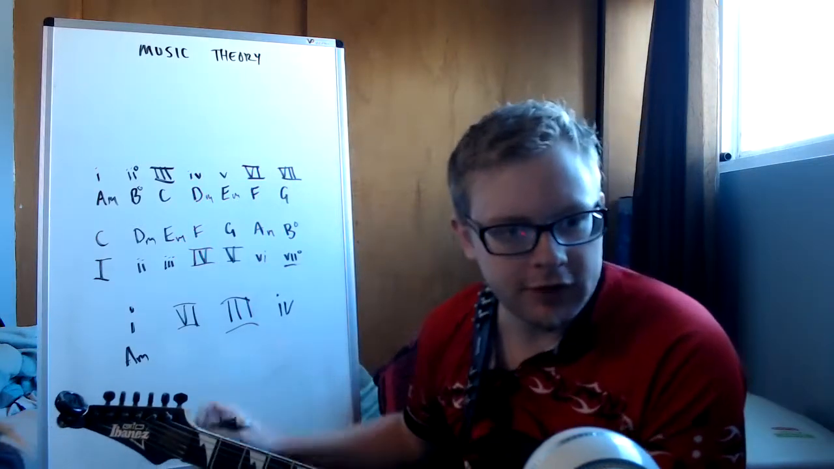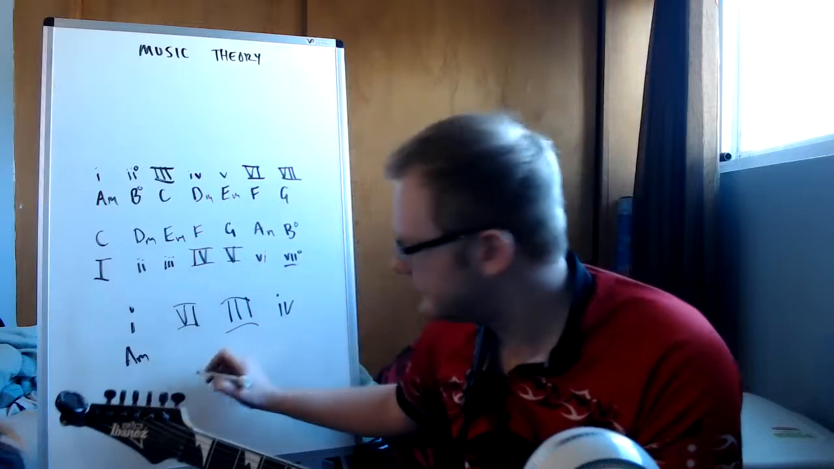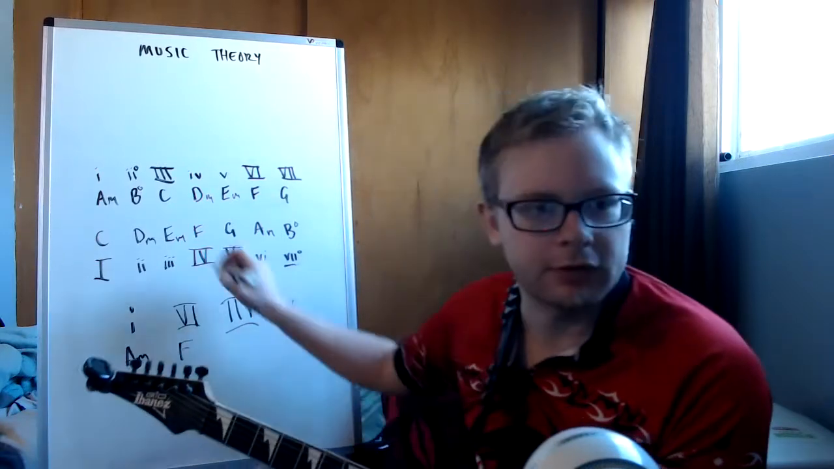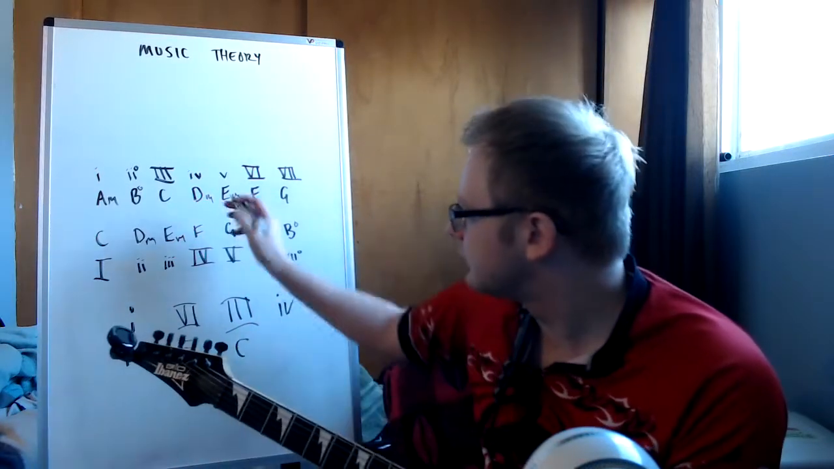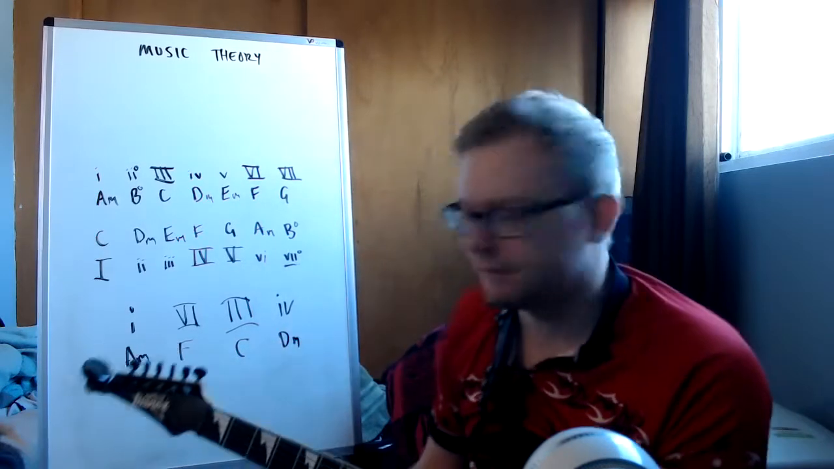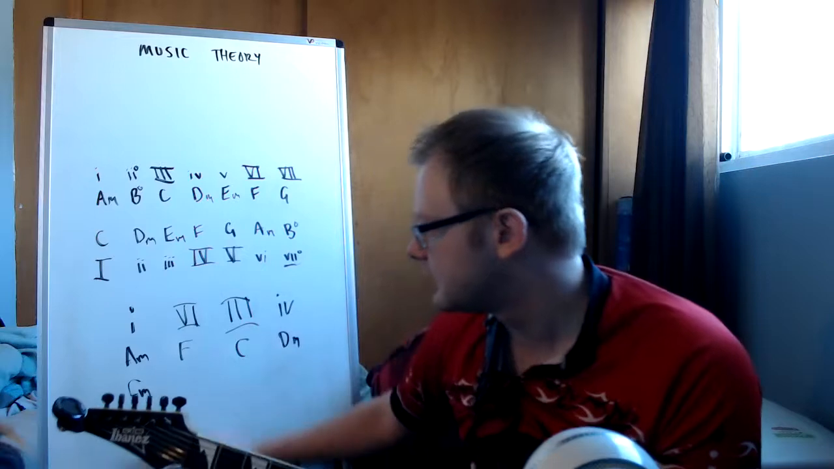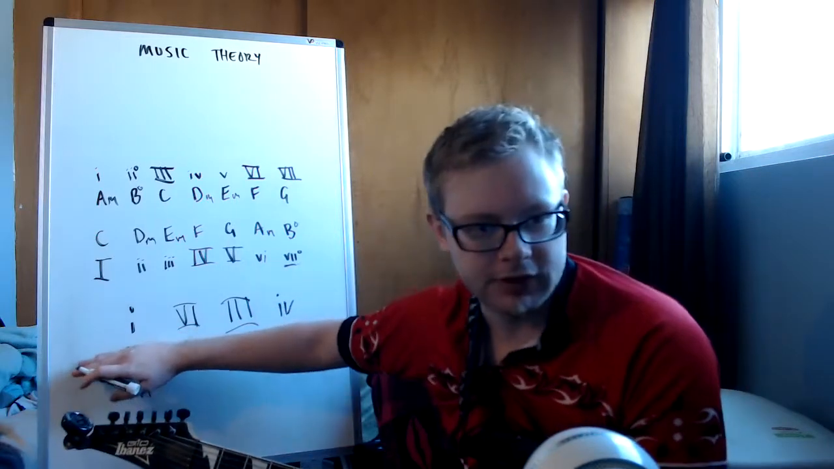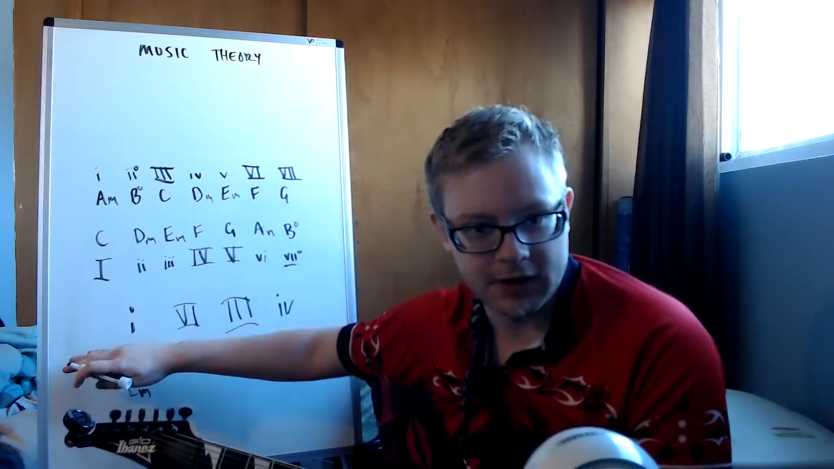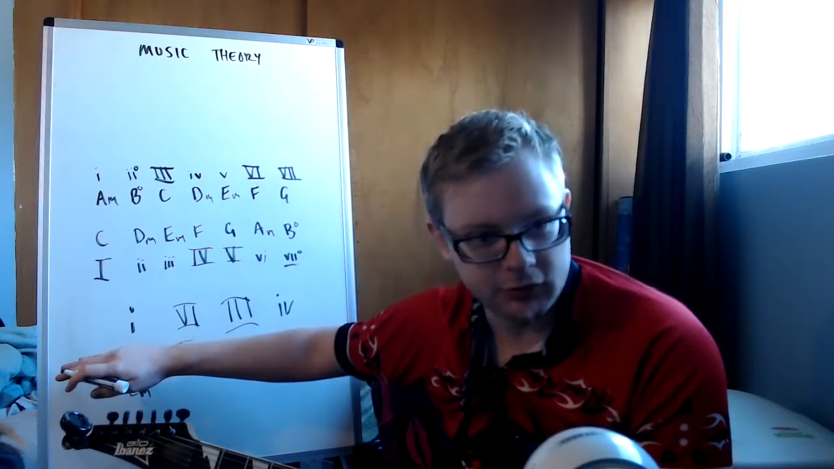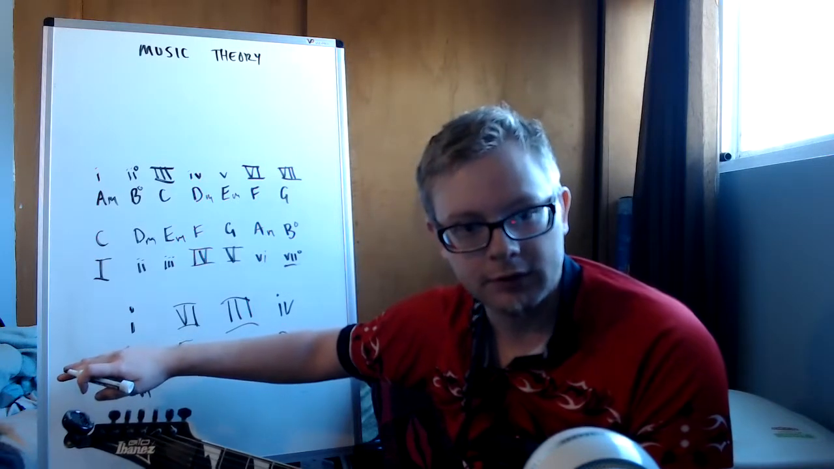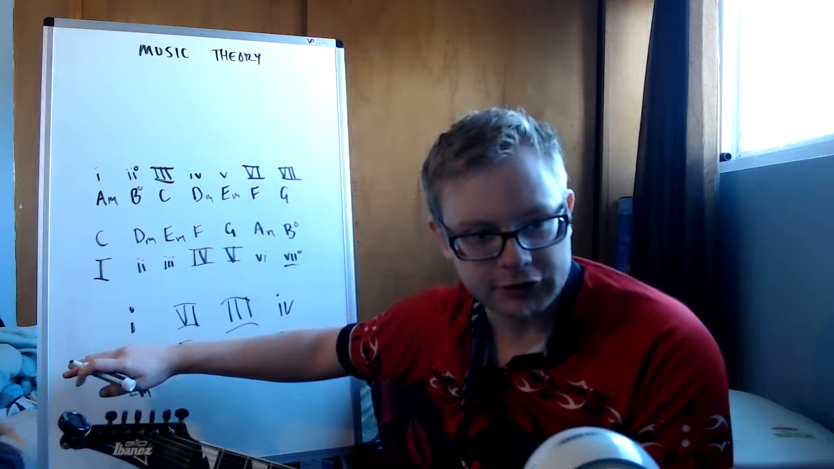So what are the chords now? We have to take a look. F, 3 is C, D minor. If this was another key, say C minor, I would start on the C. This formula here, that is my chord progression. It doesn't matter what key I'm in. I'm playing the chords 1, 6, 3, 4. So this is my chord progression.